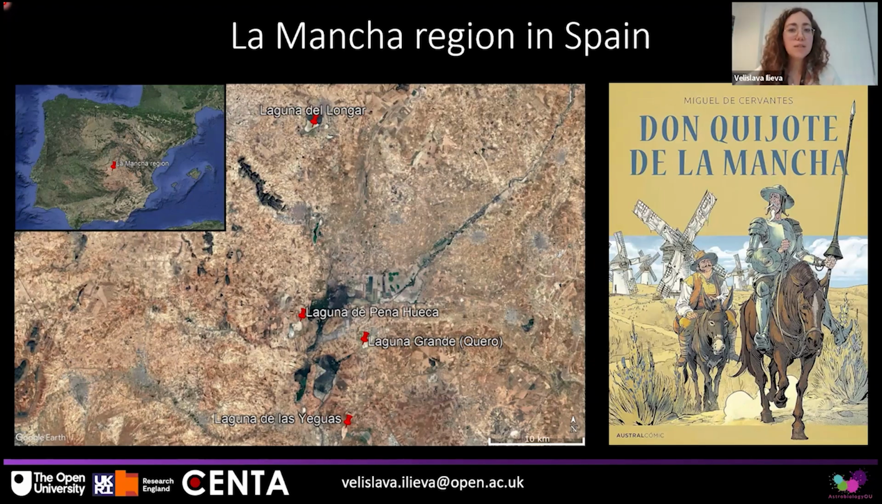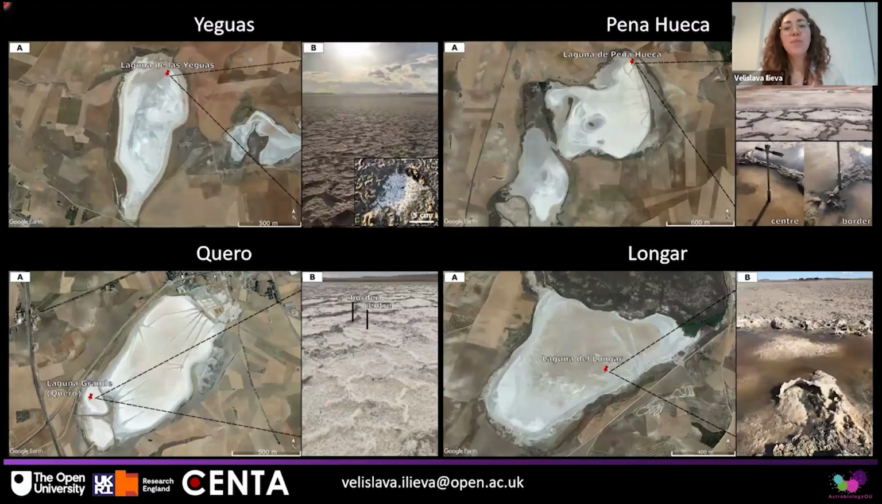So for example, between Igúes and Longar, there is about a 25 to 30 minute car ride. And also, interesting fact, this is the same region that is mentioned in the really famous novel Don Quixote de la Mancha. So while we were sampling some of the sites, we could see the windmills in the background, which personally was a joy for me.